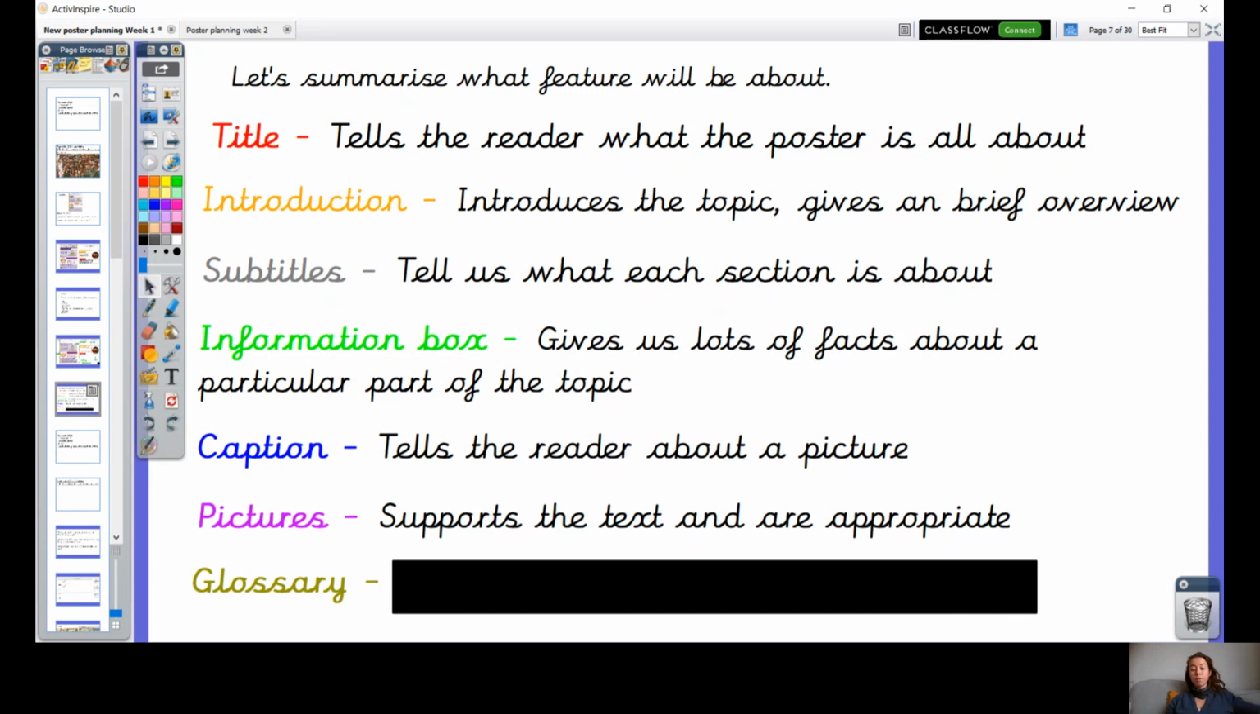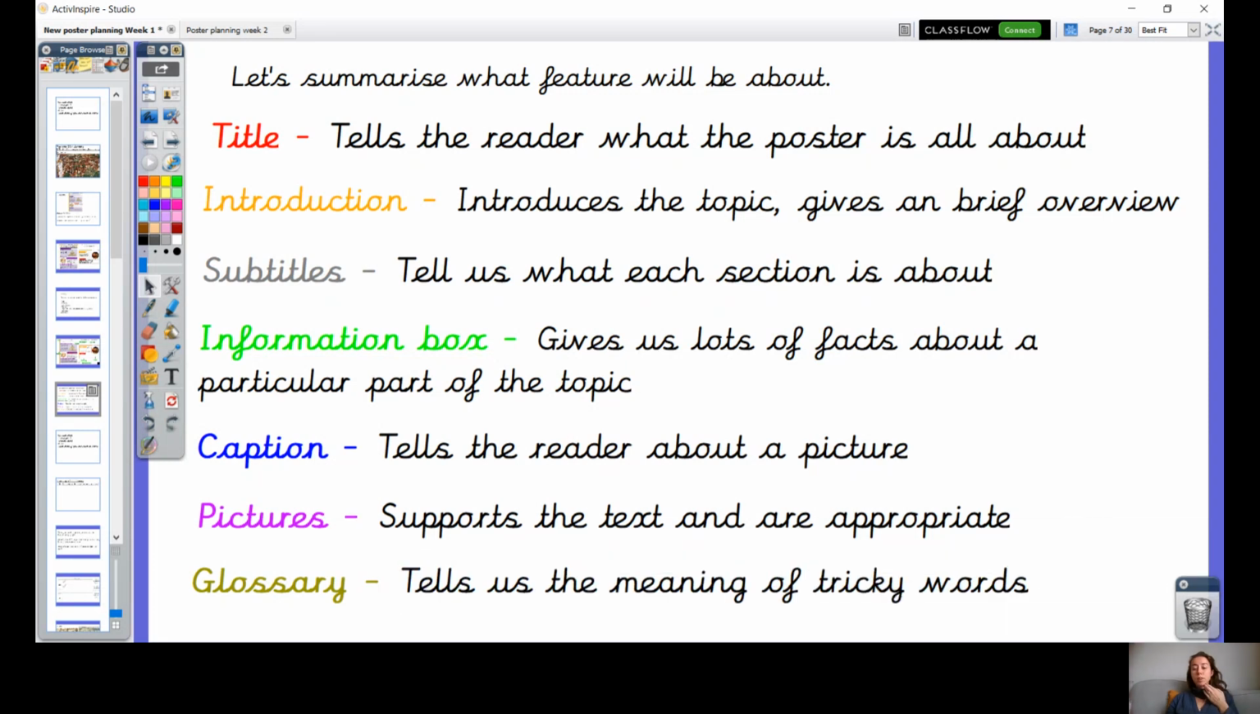And finally, put your finger on the glossary. So the glossary tells us the meaning of tricky words. It's a bit like a dictionary. And actually, when we get round to doing our glossary, you could use a dictionary to help you with this, because there might be tricky words that even you don't understand yet. But we'll include a glossary so that whoever's reading our poster can understand all those words that they might not know straight away.